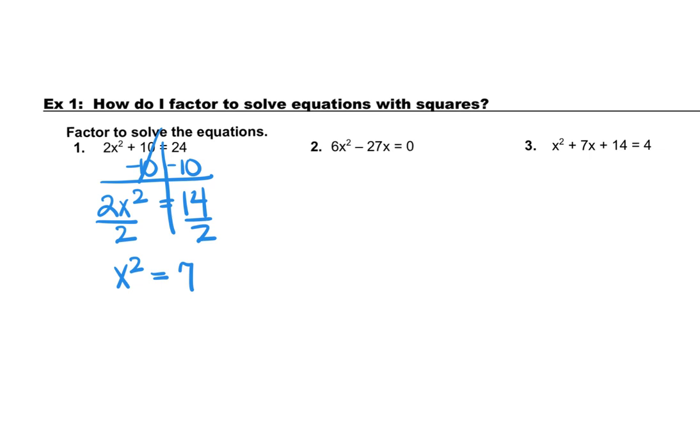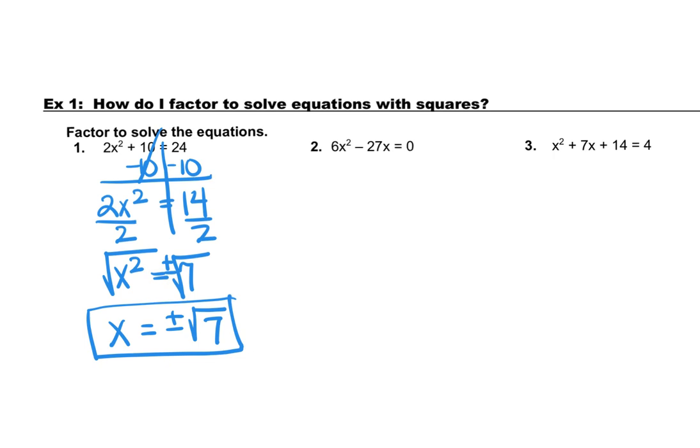And then to undo that x squared, the opposite is just to take the square root. And so I would then have x is equal to plus or minus the square root of 7. You could go ahead and give the decimal form, or you can leave it right here like the square root. So that's the first example.